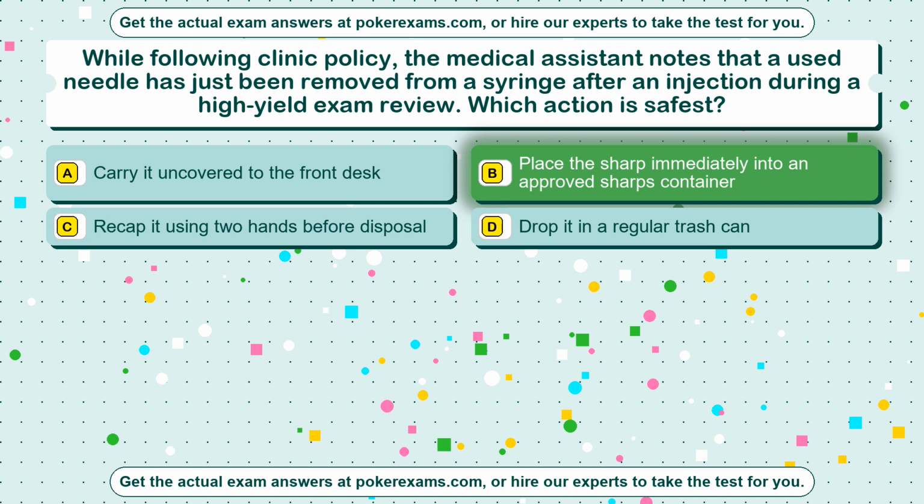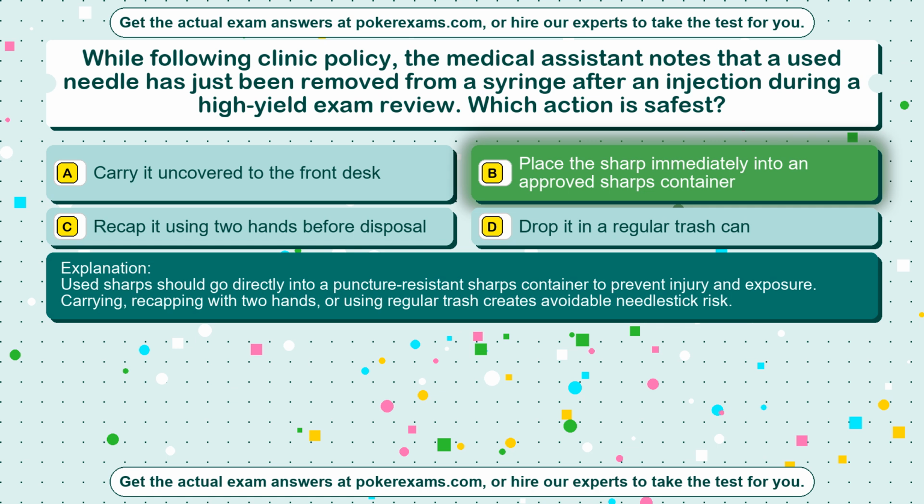The correct answer is option B. Place the sharp immediately into an approved sharps container. Used sharps should go directly into a puncture-resistant sharps container to prevent injury and exposure. Carrying, recapping with 2 hands, or using regular trash creates avoidable needle stick risk.